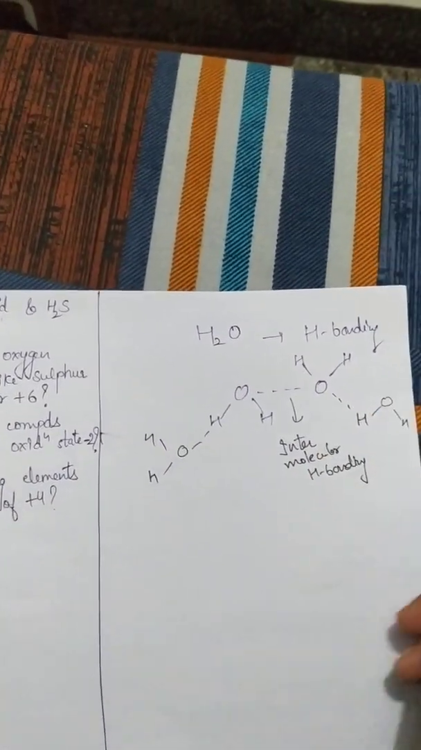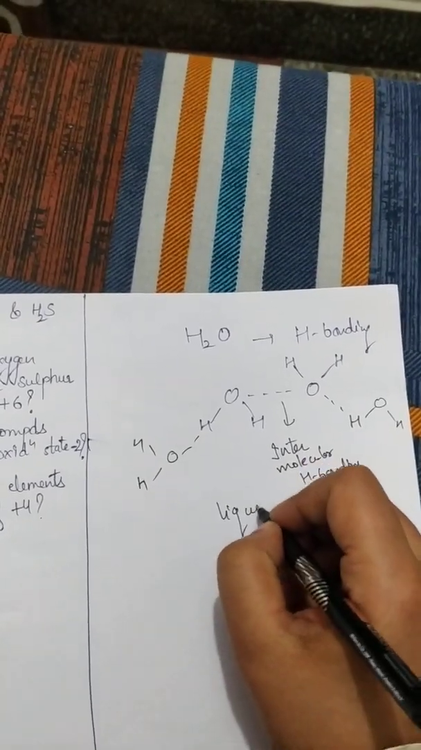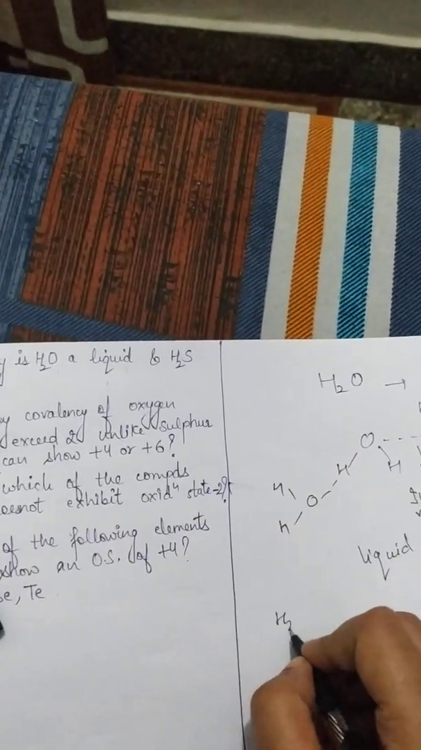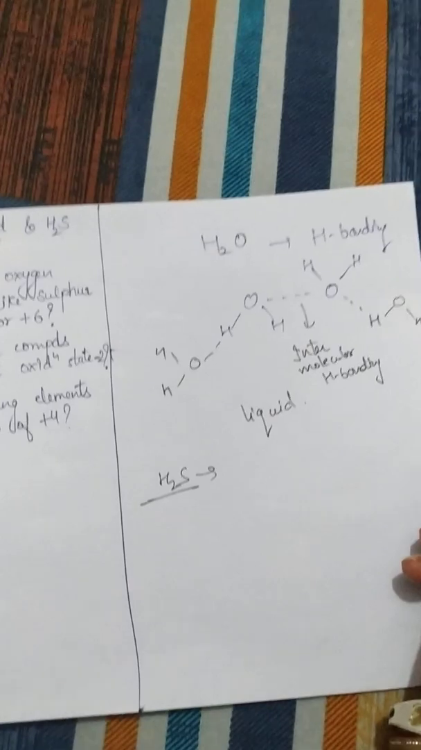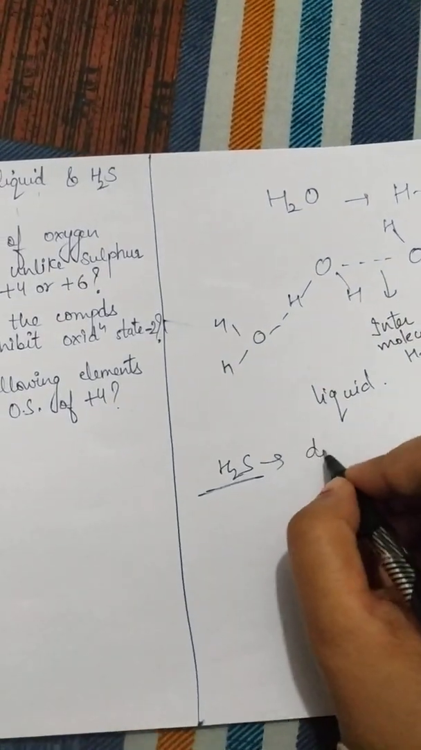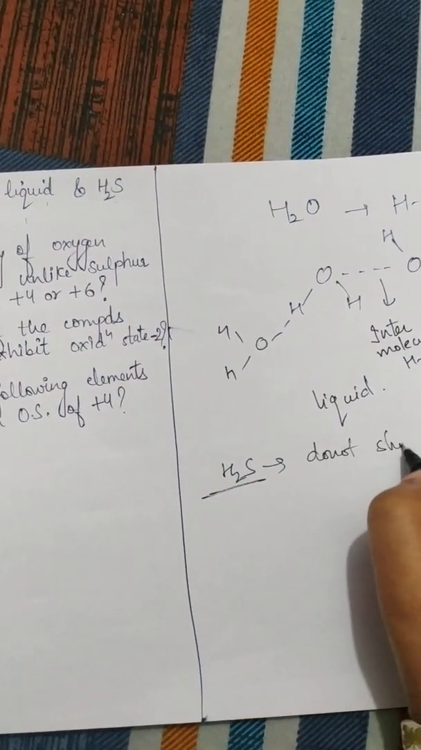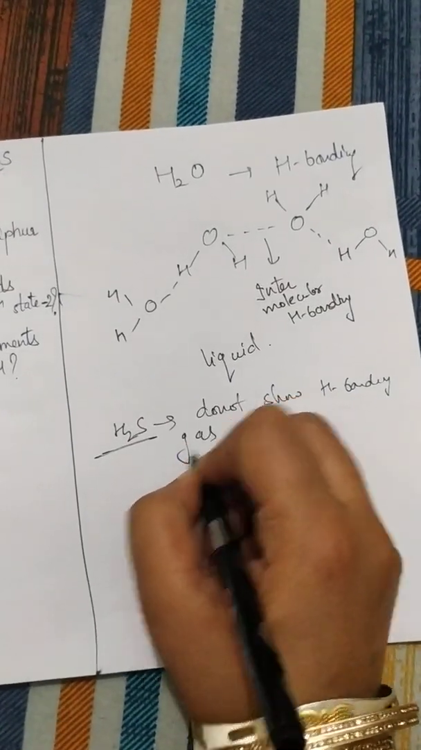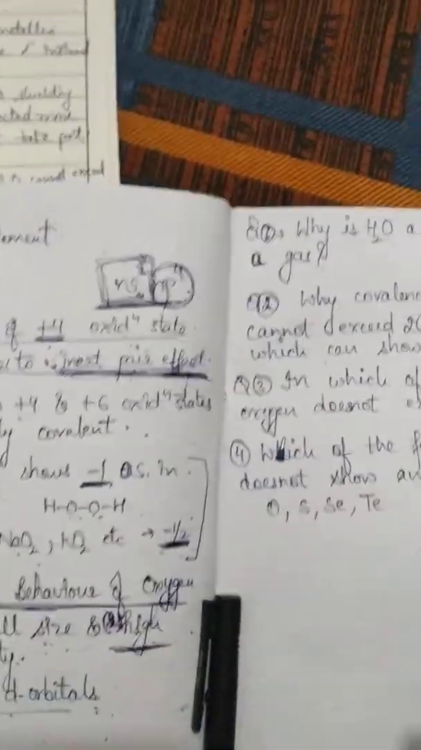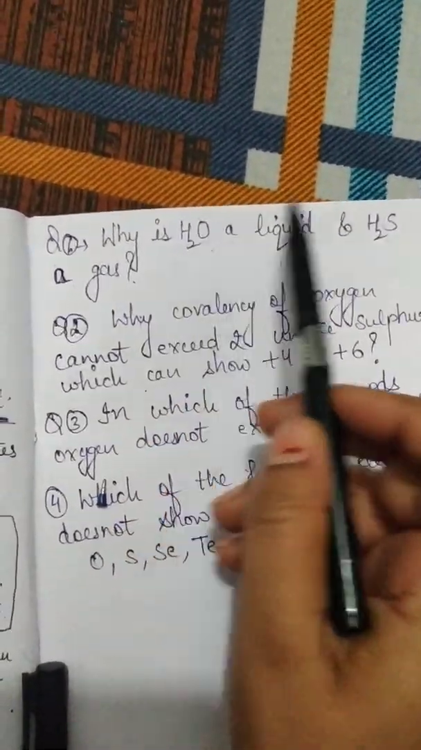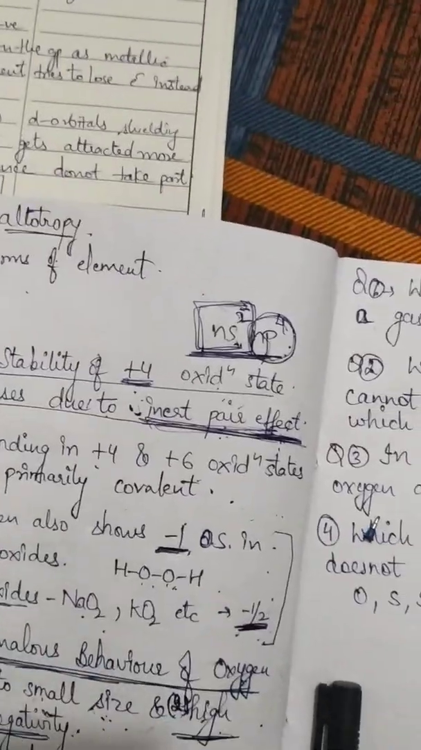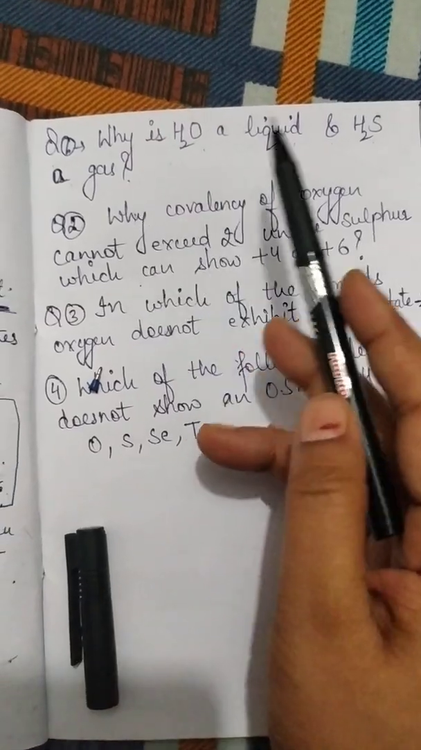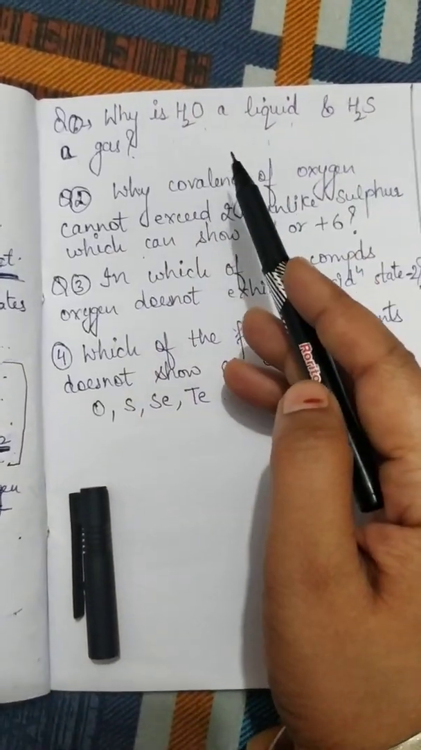Due to this, it is a liquid at room temperature, while hydrogen sulfide, in which sulfur is less electronegative, does not show hydrogen bonding, so it is a gas instead of a liquid. So water is a liquid and hydrogen sulfide is a gas. So it shows anomalous behavior compared to the other members of the group.